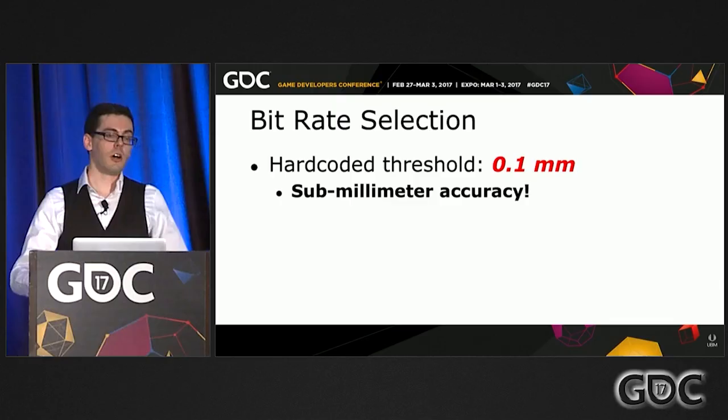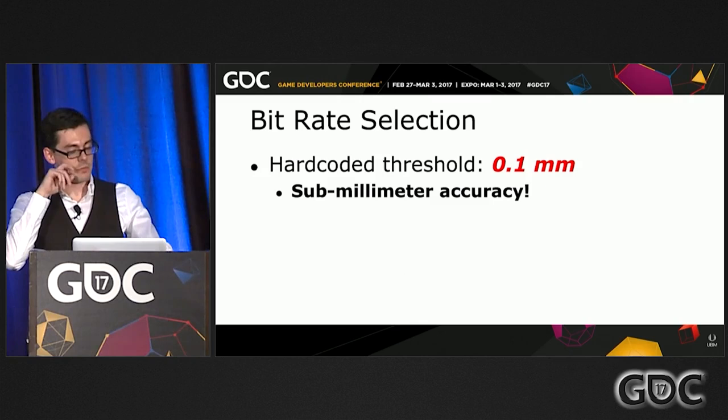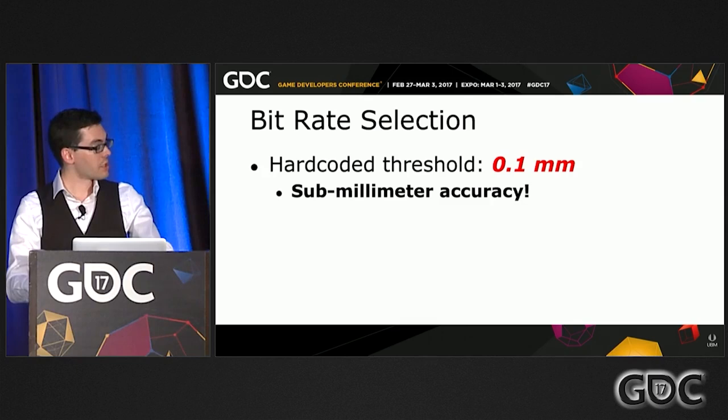We settled on hard coding a tenth of a millimeter as our accuracy threshold. Now, a tenth of a millimeter, to put it into perspective, is about the average width of a human hair. So this is really awesome. It essentially means that our animations look pretty much like they do in Maya. There's no visual difference that you can see.